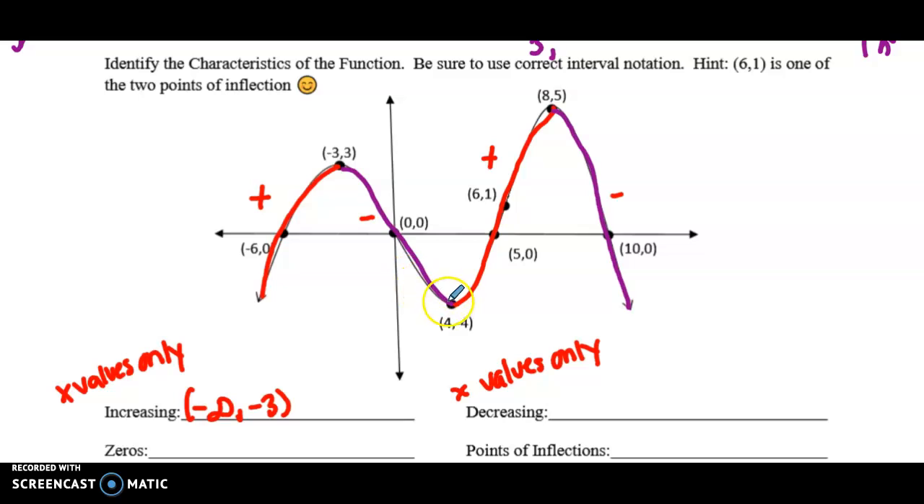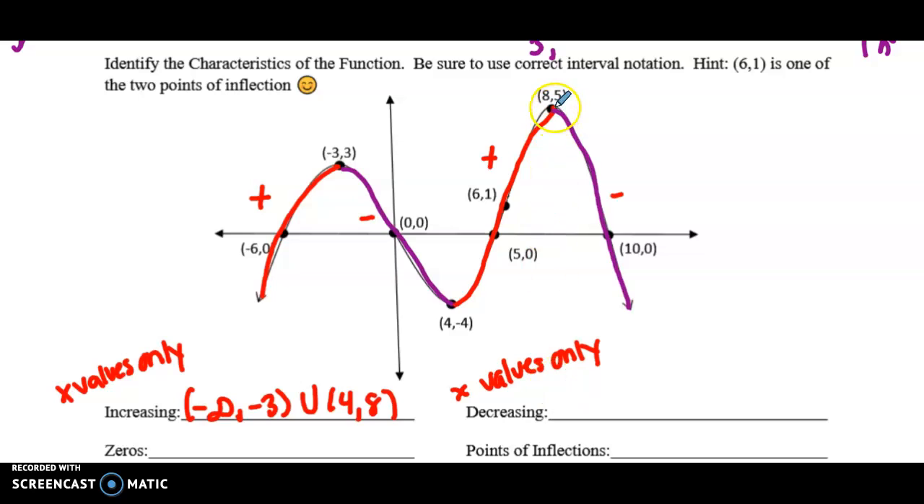Now, where else am I increasing? So I started here at 4, and I increased until I hit x equals 8. Make sure you put a union between them, and notice here that they're in parentheses because these are turning points. So we're not including those points. It's like a stop sign. You're stopped there. You're not increasing or decreasing.